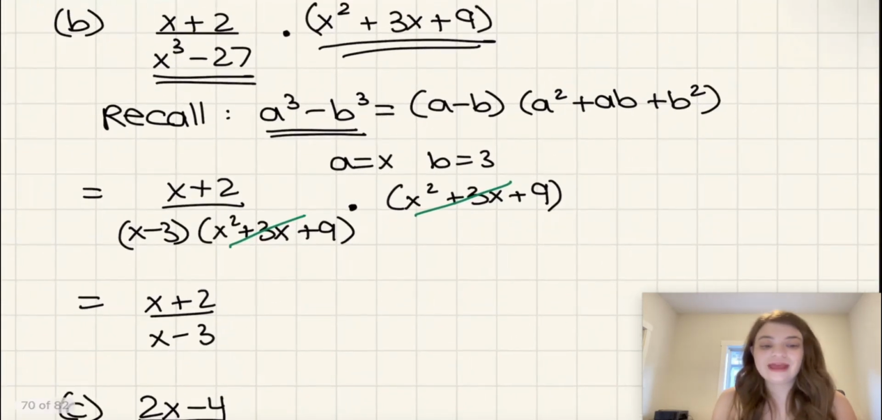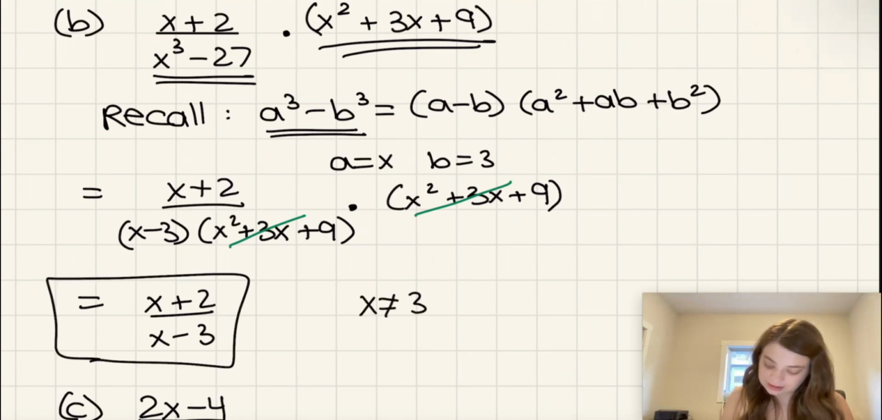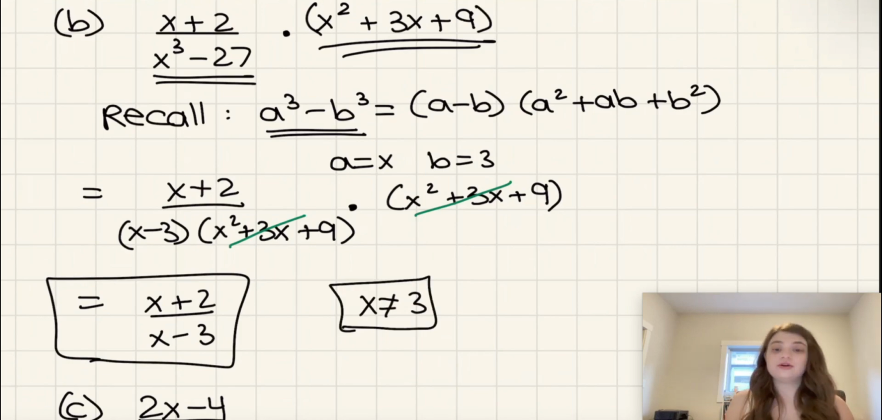Okay. Now, that being said, what are the restrictions here? Because here's the final answer. So what are our restrictions? Well, of course, x cannot equal 3, because if x equals 3, then our denominator in our final answer would be 0. The other thing that was once in the denominator was the quadratic x squared plus 3x plus 9. However, that is not going to actually give us any additional zeros, and so therefore there's no other values for which the denominator could be 0.